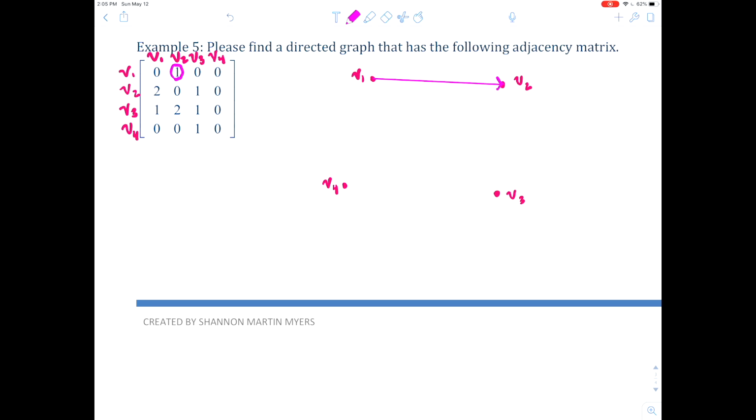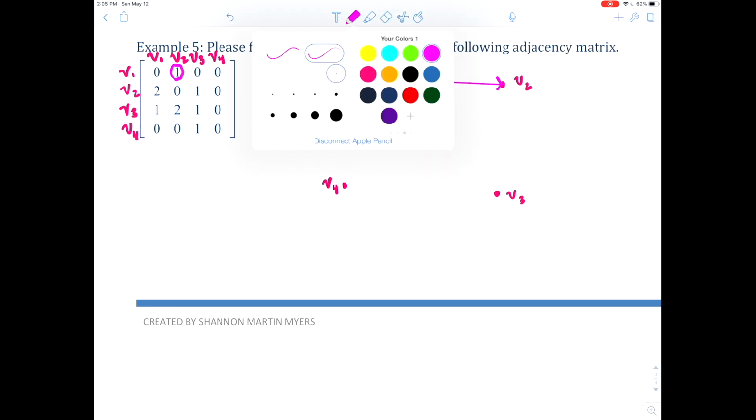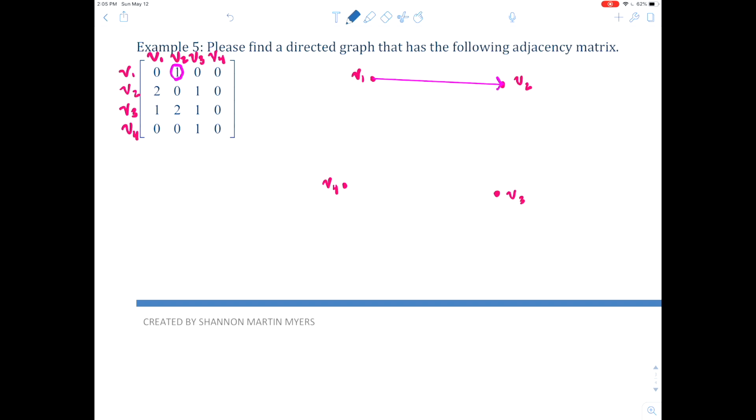So what that means is this. That means that you'd have something along these lines. And remember, this is a directed graph, so you could go something like this. I'm left-handed, so it's a little hard for me sometimes. You could have one that's like this and another that's like this.